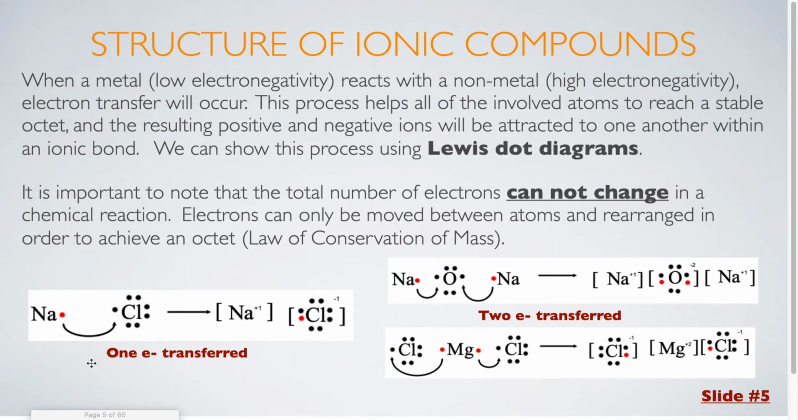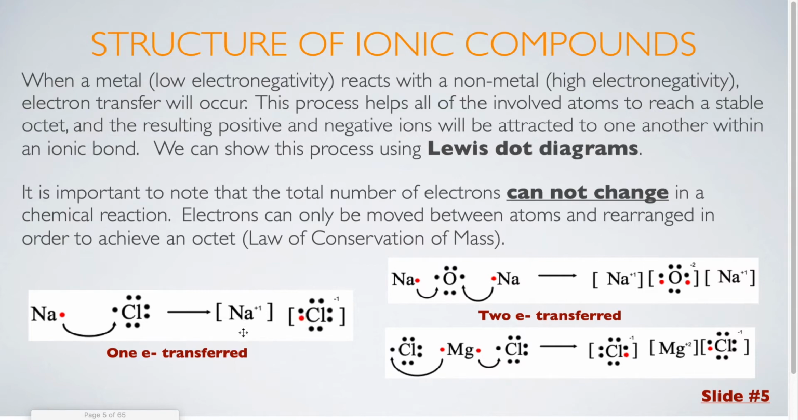In the example that I have here on the left, we have a sodium atom which has 1 valence electron, and it is going to be transferring that electron over to the chlorine. Now chlorine is going to have 8 valence electrons in its outer shell. It gets more stable.